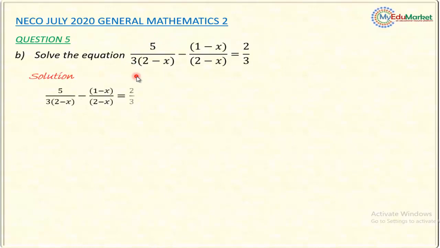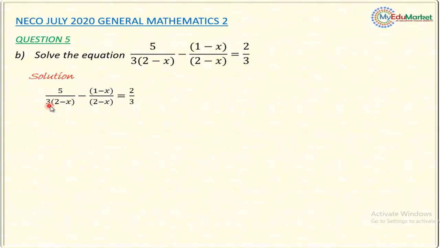Solution: copying the equation, 5 over 3(2 - x) minus (1 - x) over (2 - x) equals 2 over 3. What I would do first is to clear fractions. Always, when solving an equation that involves algebraic fractions, what you do first is clear the fractions, because handling fractions is somehow stubborn. So you clear that fraction. How we clear fractions is we multiply each and every term by the LCM of the denominators.